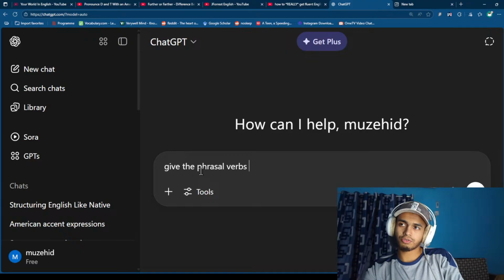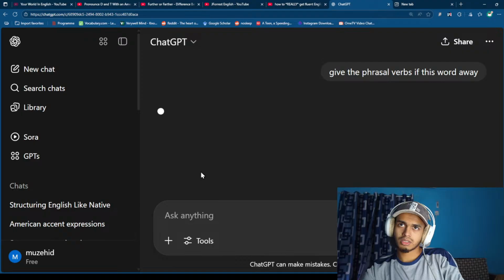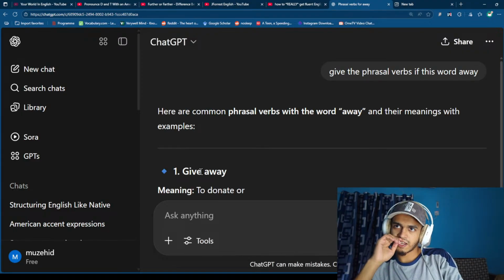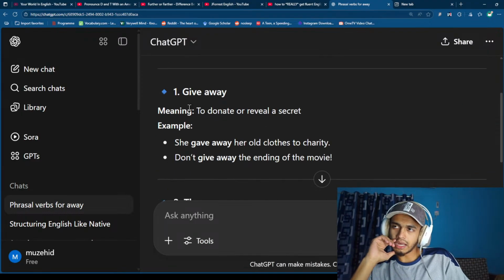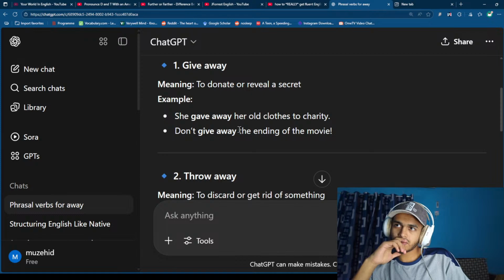Give me the phrasal verbs of this word: away. Give away. She gave away her clothes to charity. Don't give away the ending of the movie.